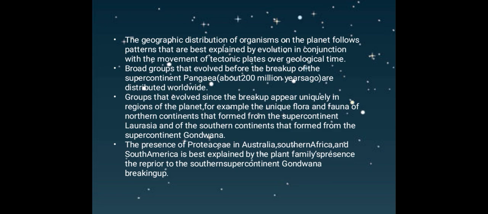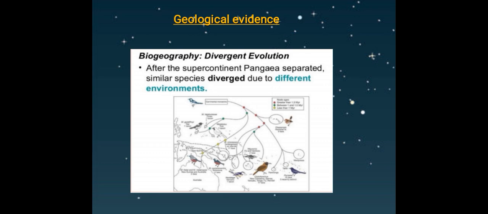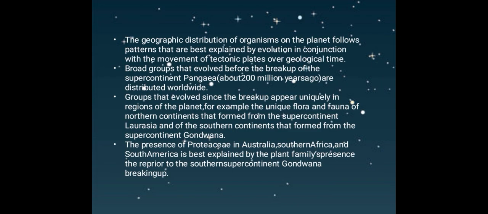Groups that evolved since the breakup appear uniquely in regions of the planet. For example, the unique flora and fauna of the northern continents are derived from the supercontinent Laurasia, and those of the southern continents are derived from the supercontinent Gondwana. The presence of Proteaceae in Australia, Southern Africa, and South America is best explained by the plant family's origin before the southern supercontinent Gondwana broke up.